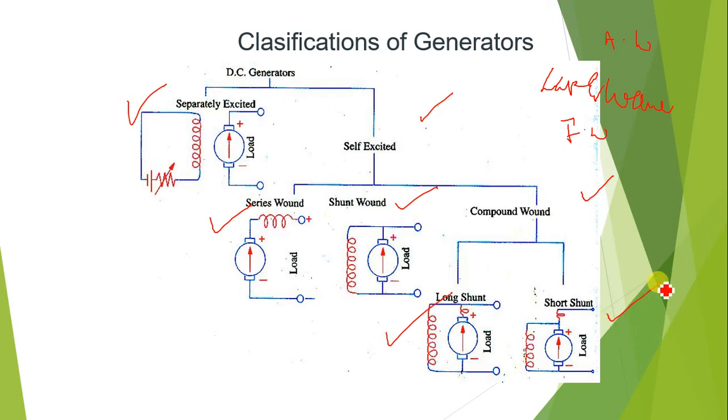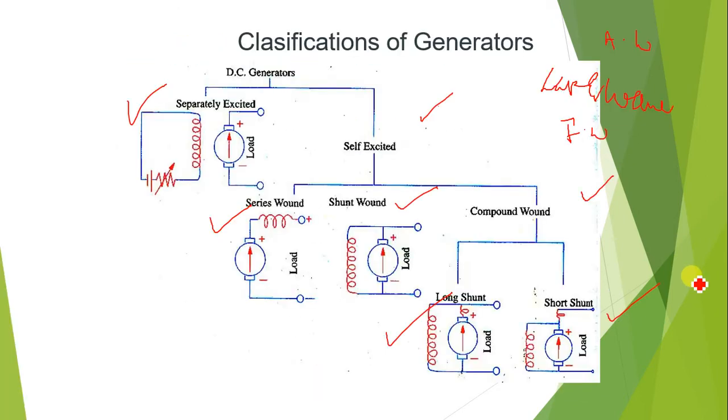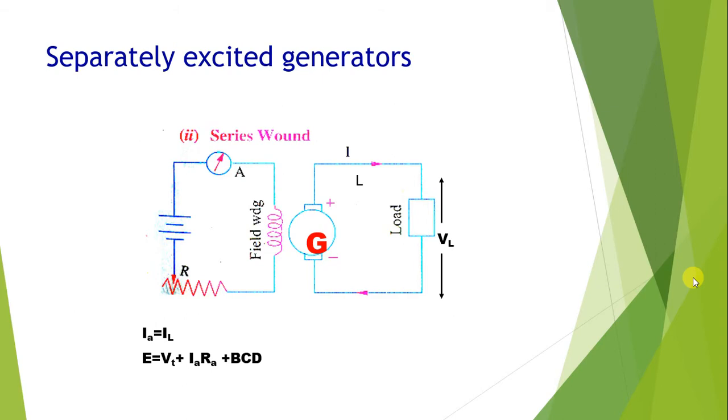shunt. In these two we also have further classification, that is cumulative and differentially excited short shunt and long shunt. Both classifications we have seen, but ultimately what really matters is the total current passing through these windings, because these windings are essential to induce the voltage in the armature winding. So it is always essential to calculate the voltages and currents that are induced and that pass through these field windings.